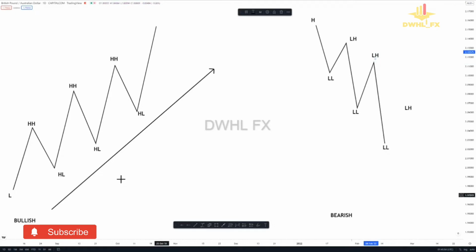And like I said, for the bullish structure, anytime a higher low is created, price will definitely create a higher high. So for a bearish structure, anytime price creates a lower high, price will definitely create a lower low.